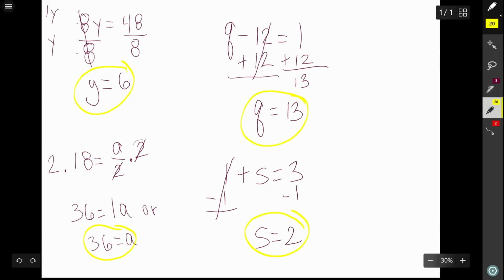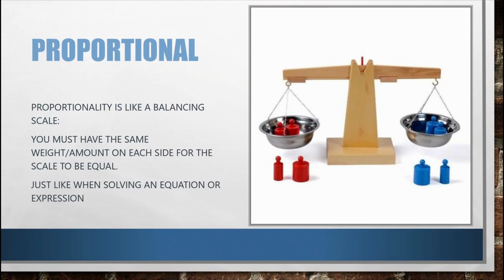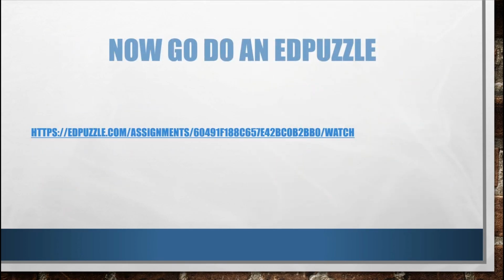Can we check our answer? Yes. If S is 2, 1 plus 2 does equal 3. Check. So, a proportion is like a balancing scale. You must have the same weight on each side of the scale to be equal, just like when we solved an equation or an expression. Now, I would like you to go to this Edpuzzle. I will be getting on to make sure that everybody has completed it.